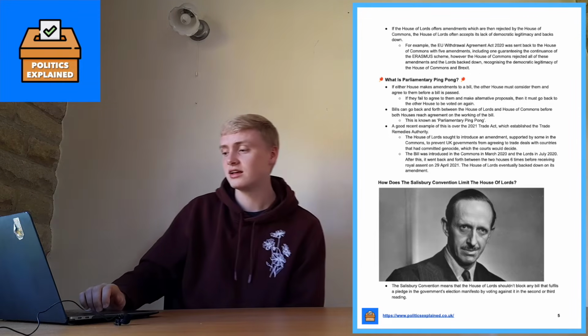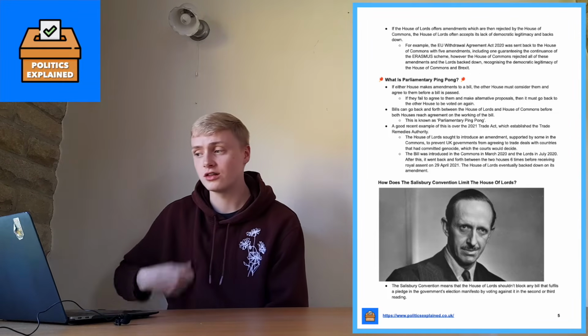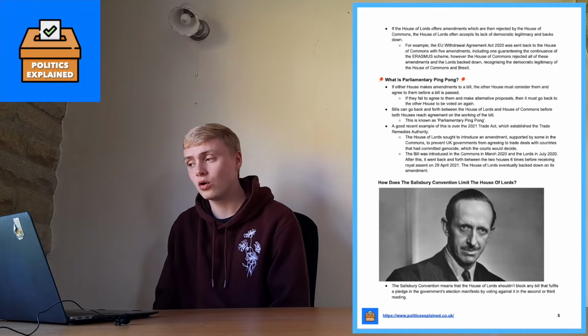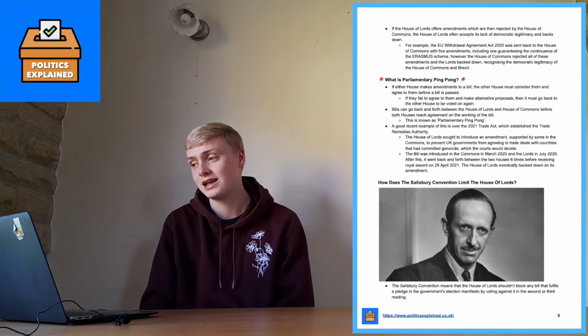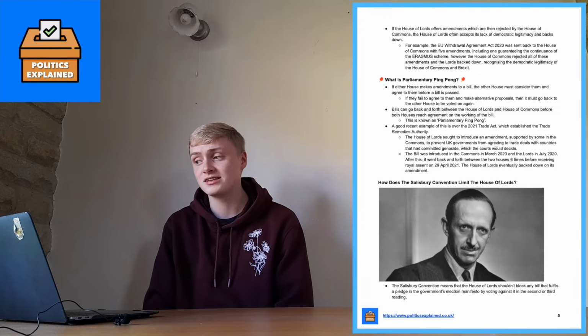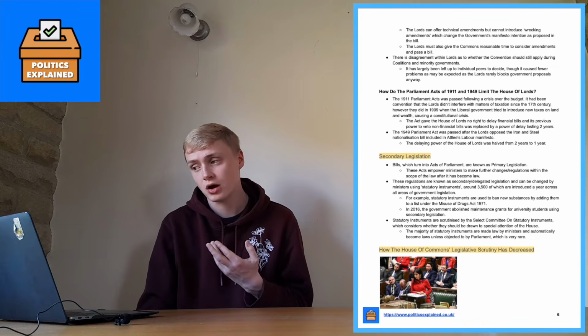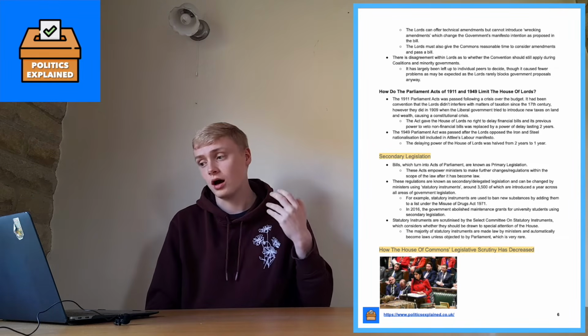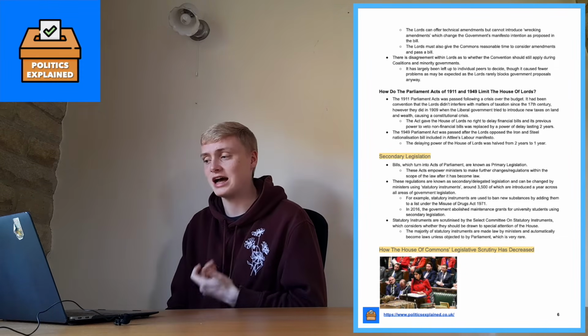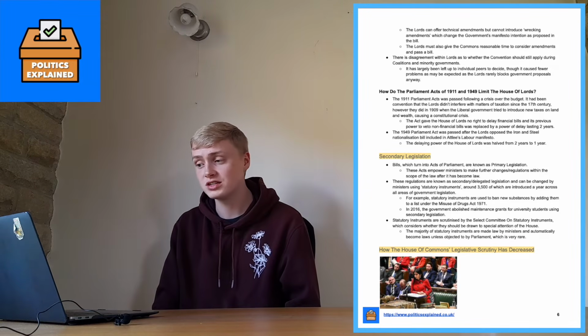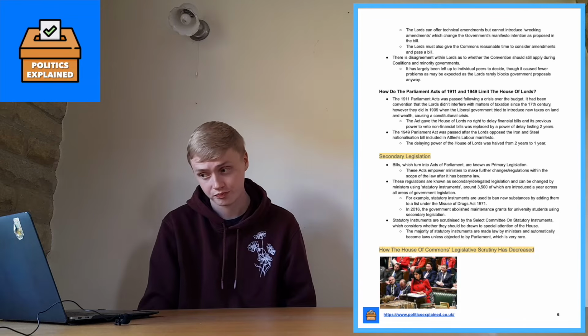So now looking at some key things that limit the House of Lords. Firstly, looking at the Salisbury Convention. So the Salisbury Convention means that the House of Lords shouldn't block any bill that fulfils a pledge in the government's election manifesto by voting against it in the second or third reading. The Lords can offer technical amendments, but can't introduce wrecking amendments, which change the government's manifesto intention as proposed in the bill. The Lords must also give the Commons reasonable time to consider amendments and pass the bill.